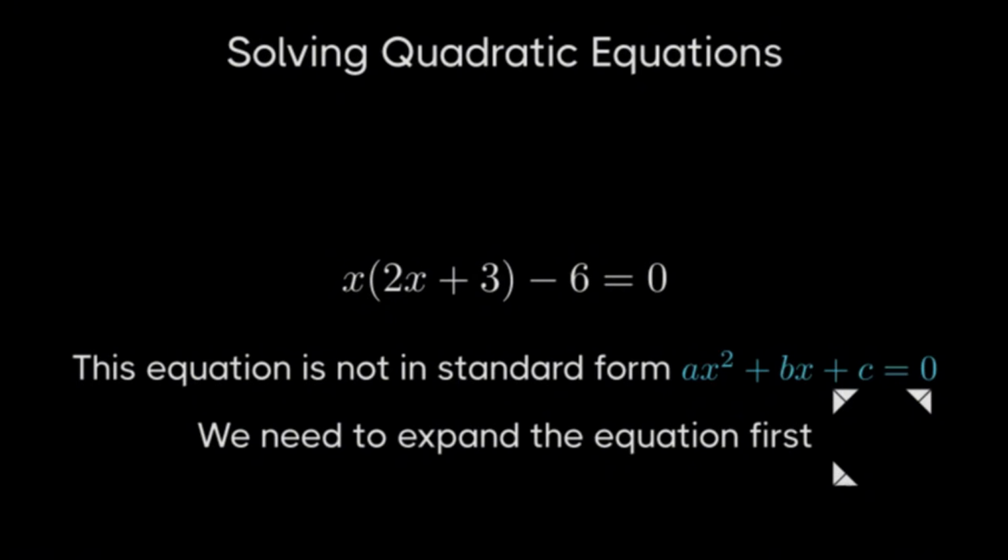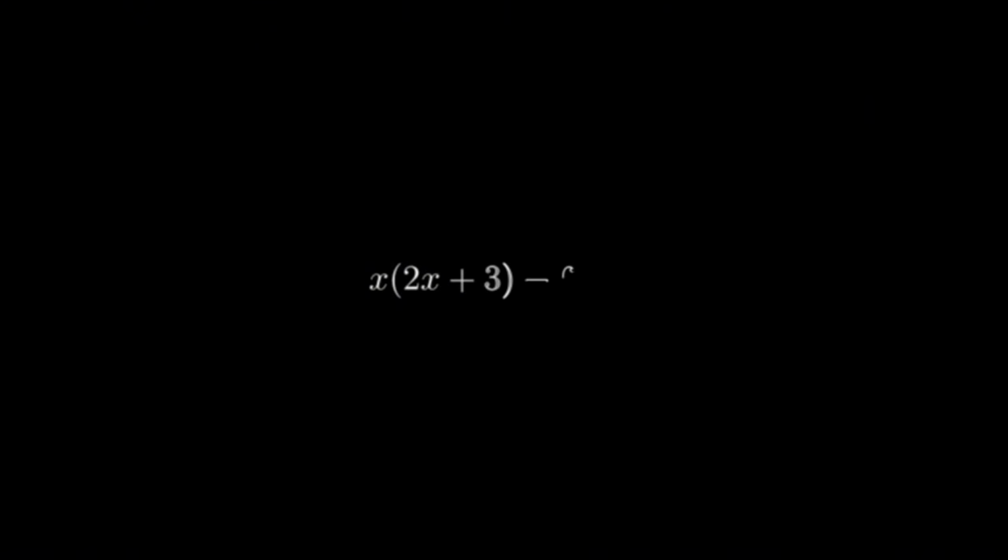Once we've expanded the expression, we'll have all terms in polynomial form, which will allow us to reorganize them into the standard form and proceed with solving using either the quadratic formula or factoring, depending on which is more appropriate. Understanding this initial step of expansion is essential. Without properly converting to standard form, we can't accurately identify the coefficients needed for solving quadratic equations. In this problem, we need to expand the quadratic expression x times the quantity 2x plus 3 minus 6 equals 0. This will allow us to convert it into the standard form of a quadratic equation.